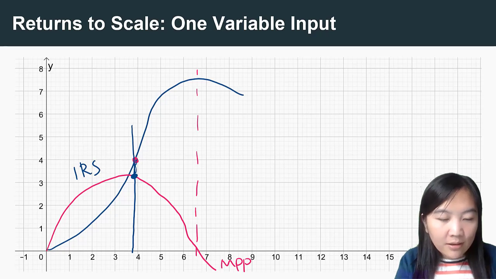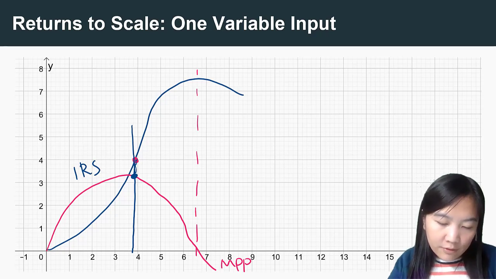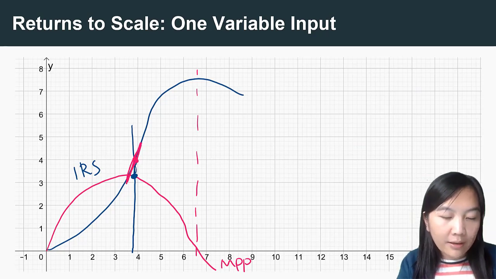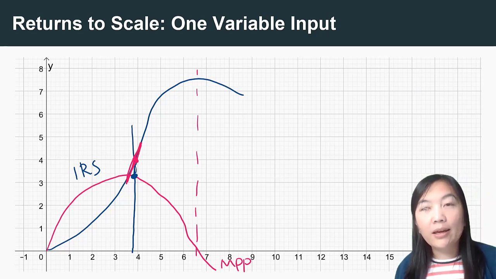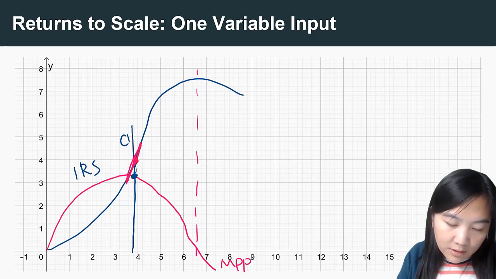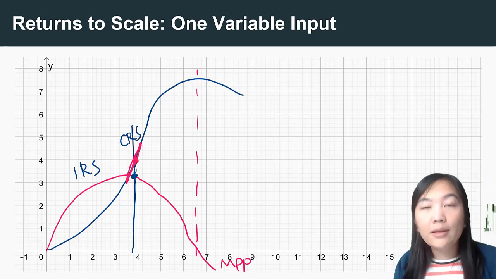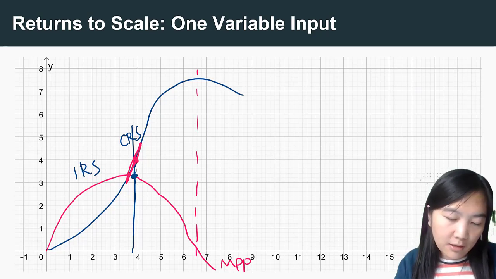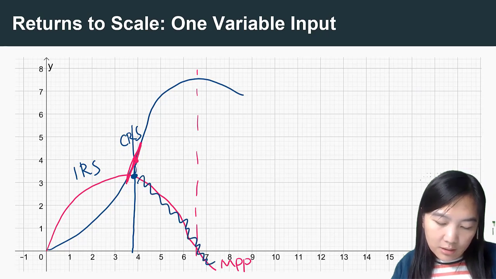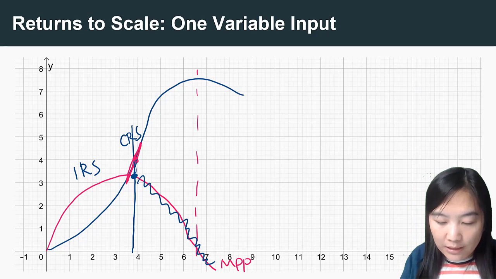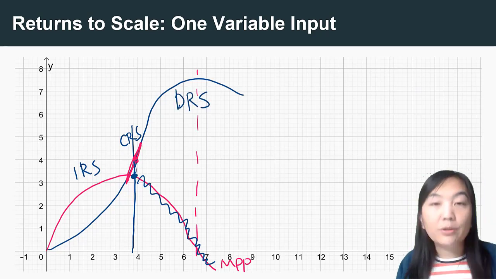And then along the production curve in this range, it kind of looks linear, and we can argue that in that part, it has constant returns to scale. Then to the right of the inflection point, the MPP curve is actually decreasing. So for that portion of the production function, we have decreasing returns to scale.